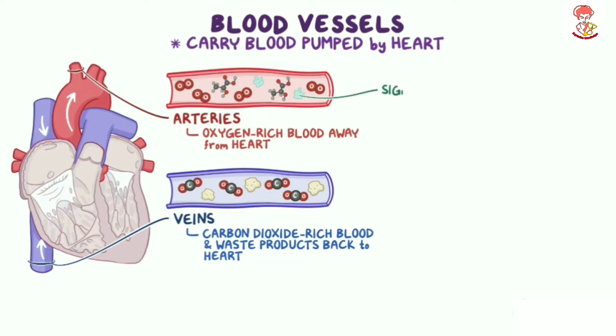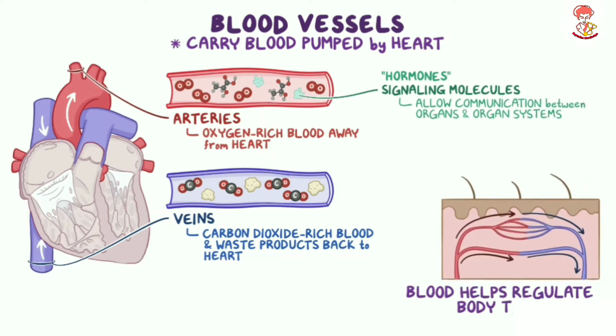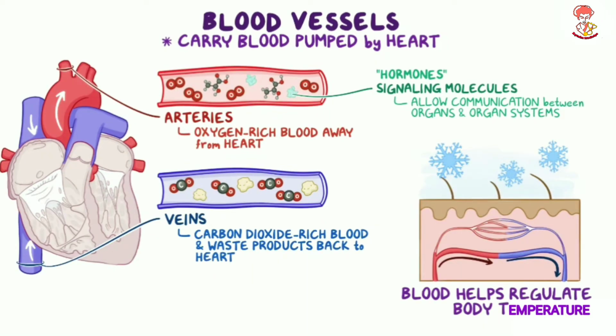Blood running through these blood vessels also carries signaling molecules called hormones, which allow for communication between organs and organ systems. And blood helps to regulate body temperature. For example, when it's really cold outside, the blood vessels lying close to our skin constrict to reduce blood flow to that area of skin, saving the heat within the body.